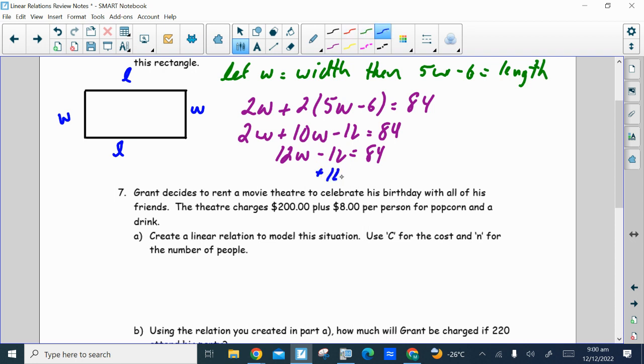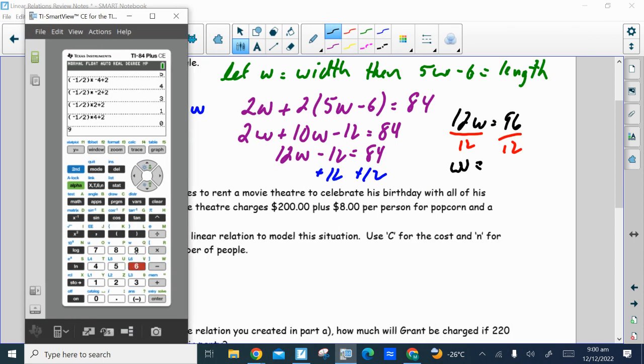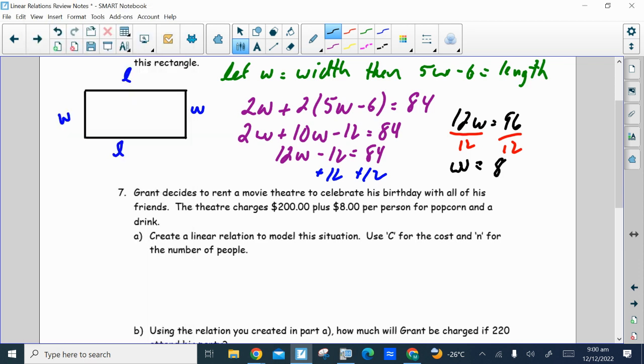So we would add 12 to both sides. And that will give us 12W on the left equaling 96 on the right. And our last step then would be to divide both sides by 12. And that gives us W by itself on the left. On the right, 96 divided by 12 is 8. So there's our width, 8.